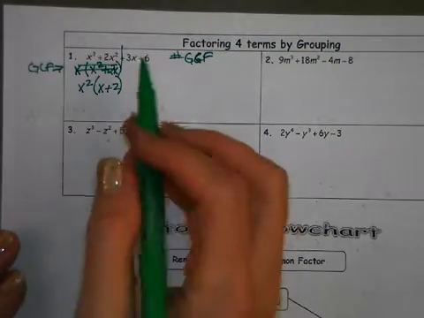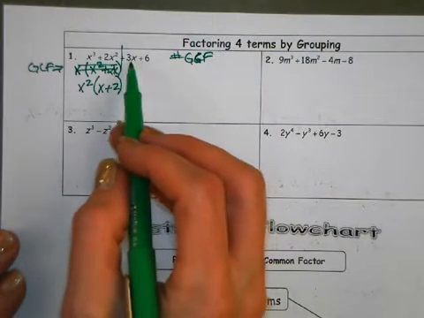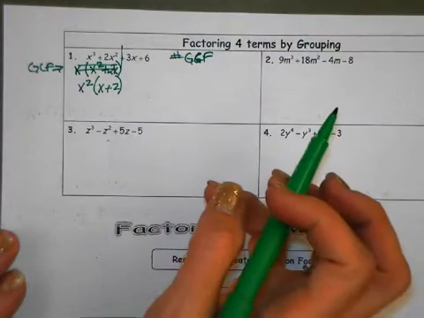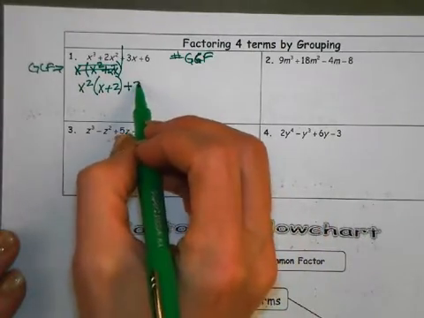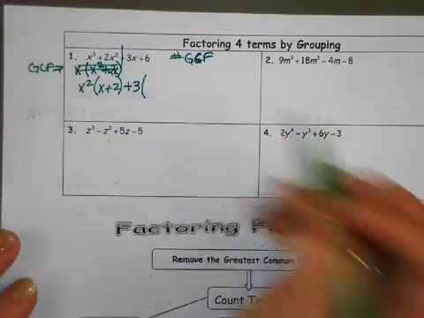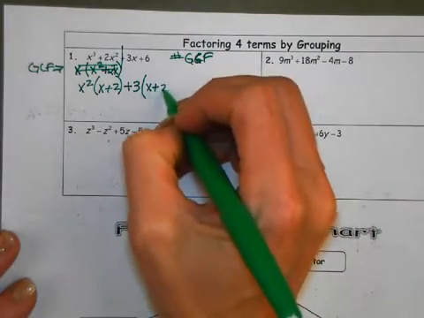Okay. Now, I have this plus 3x plus 6. Is there anything common between the plus 3x plus 6? There's a 3, right? So I'm going to pull out plus 3. What am I left with? x plus 2.